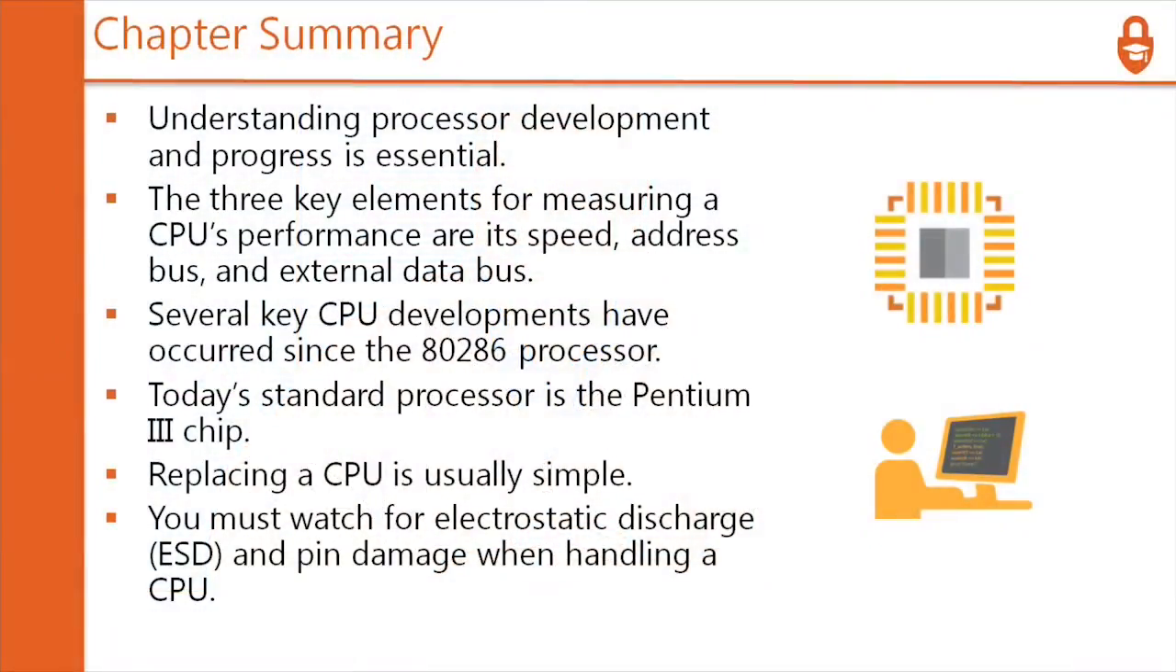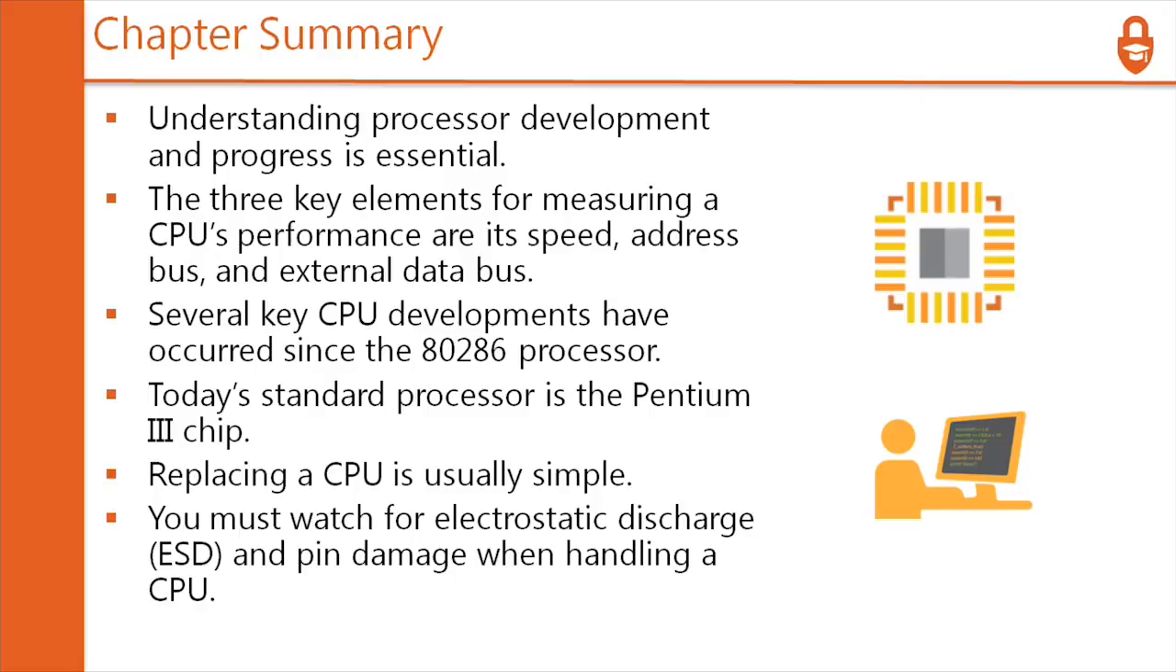So for the chapter summary, understanding processor development and progress is essential. These things change incredibly fast. It's kind of slowed down a little bit today, so you're getting bigger leaps as things happen. They're not changing them as often. Previously they were changing every few months, so every few months you could potentially need to change out your computer.